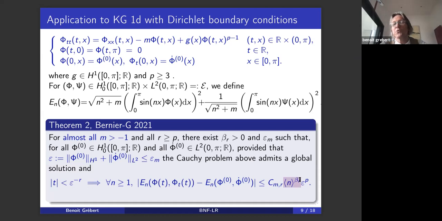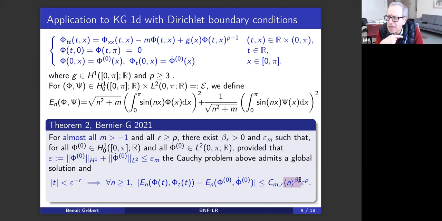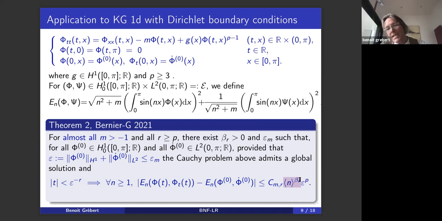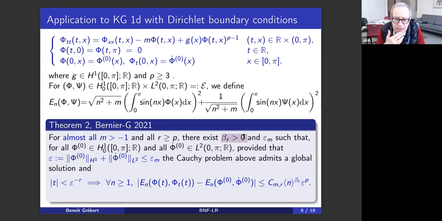I agree with you that it is a bit... Is your beta small? Yes, beta is not small, actually. It's not small at all. Beta R is quite big. Okay, so I had a misunderstanding.